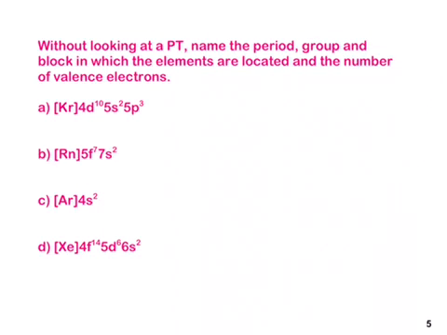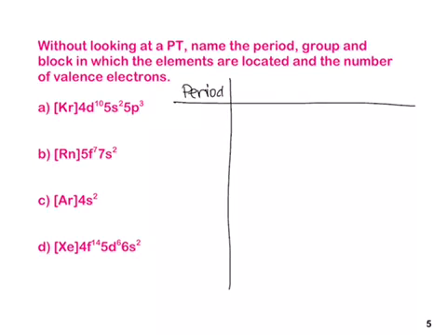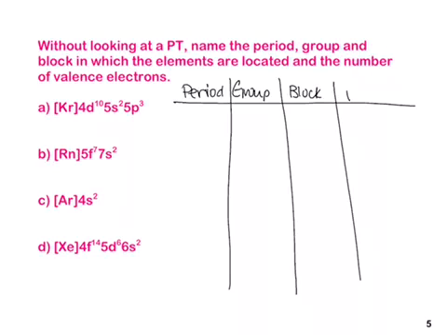So given an electron configuration, you should be able to give me some information about that particular element without looking at a periodic table. So for this particular one, let's maybe just make a quick little table. So we need the period, the group, the block, and the valence electrons.